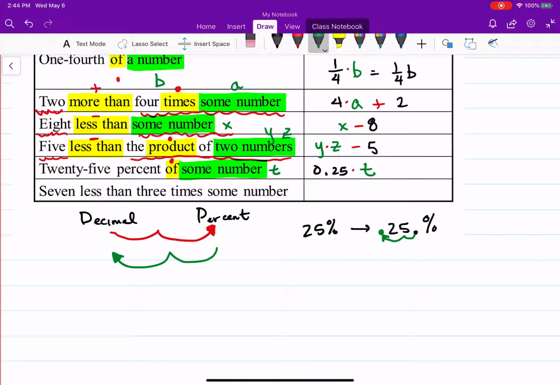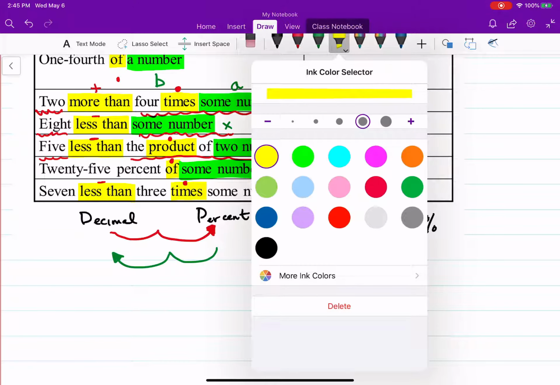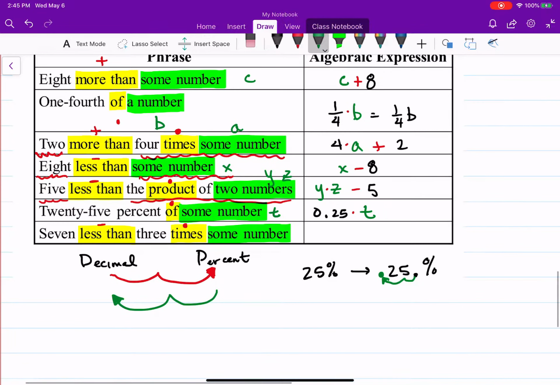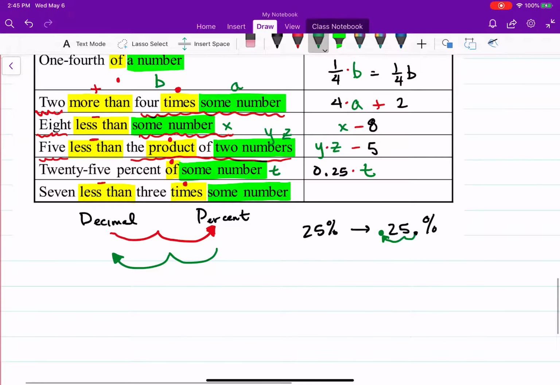Next one, 7 less than 3 times some number. Less than is one operation, times is another. Less than means to subtract, and times means to multiply. And then we have some number. What do we want to call that? We use X, Y, Z, A, B, C. Let's use D.